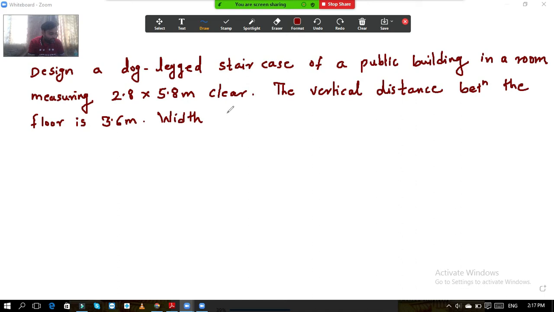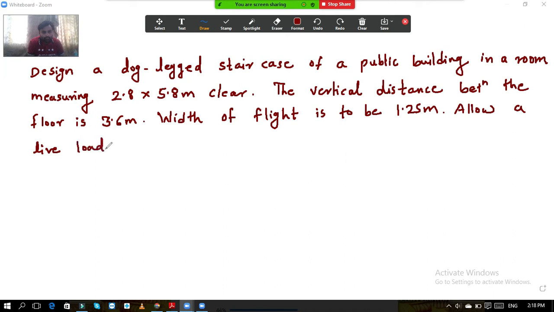Width of flight is to be 1.25 meter. Allow a live load of 3 kilonewton per meter square.